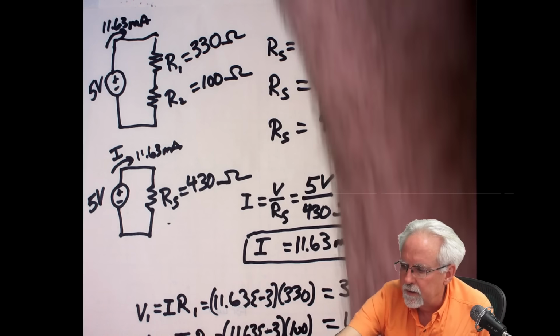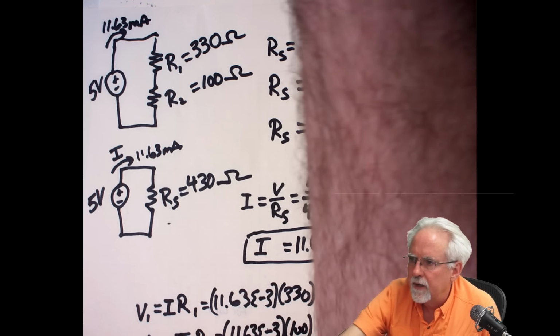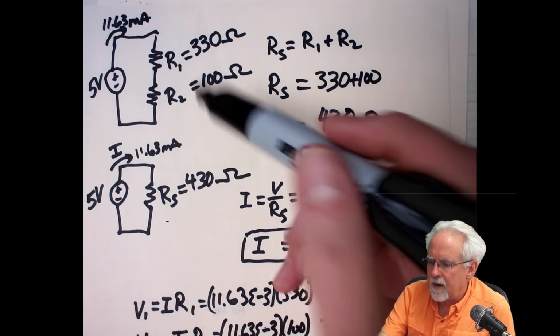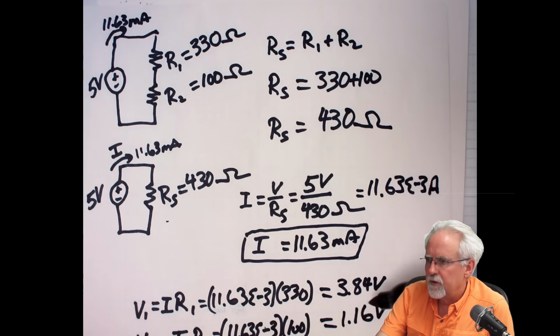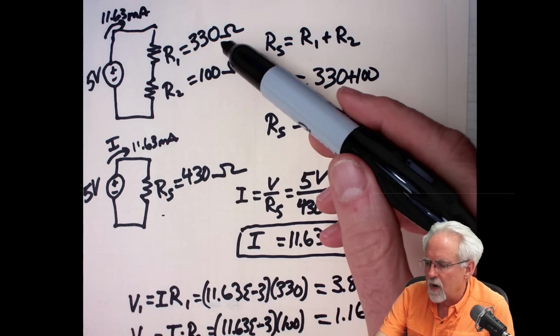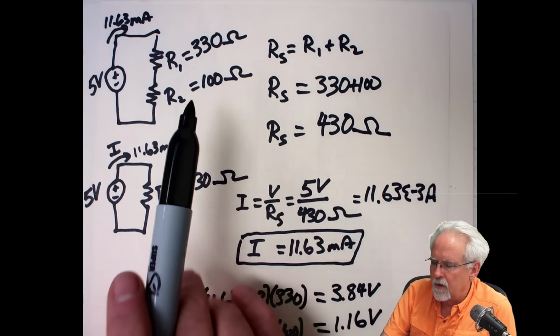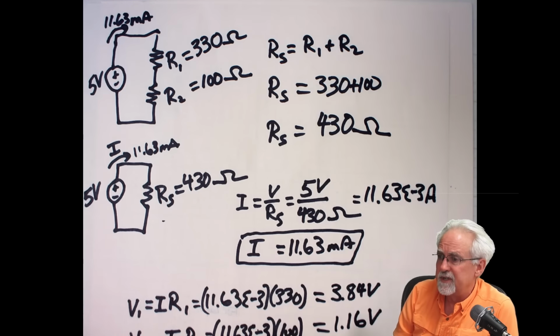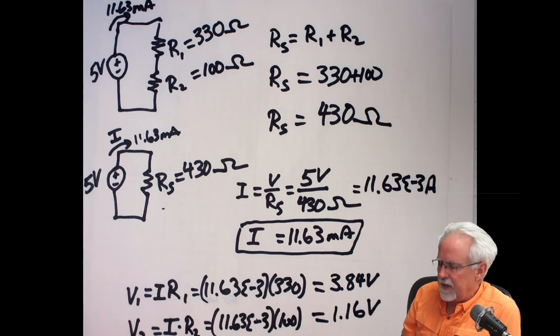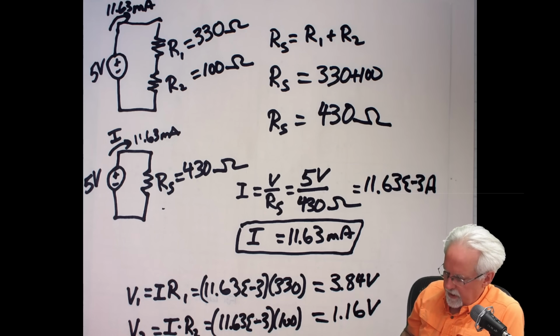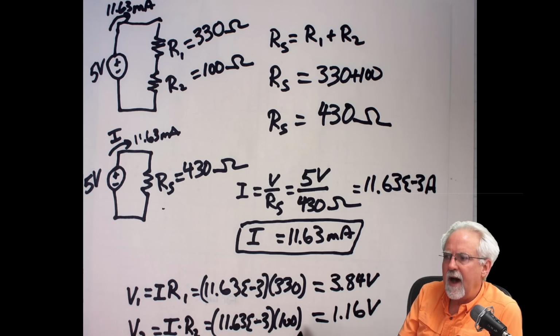So I start with 5 volts. Can I zoom out a little? That's all I can do. Okay. So I start out with 5 volts. I have 3.84 volts drop across the 330 ohm resistor, and I have 1.16 volts drop across the 100 ohm resistor. Something very interesting. What is 3.84 plus 1.16? It's 5.